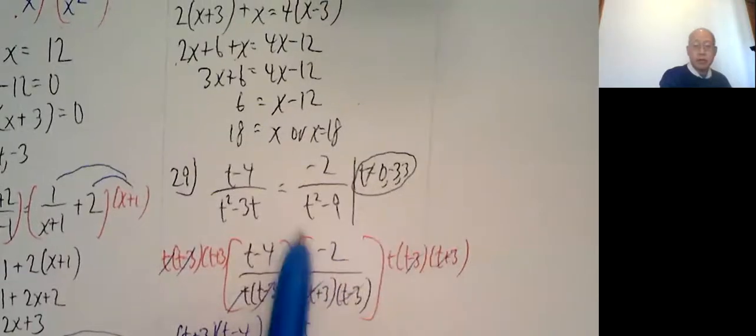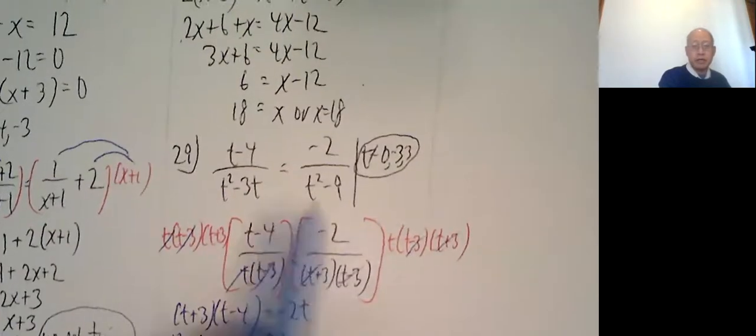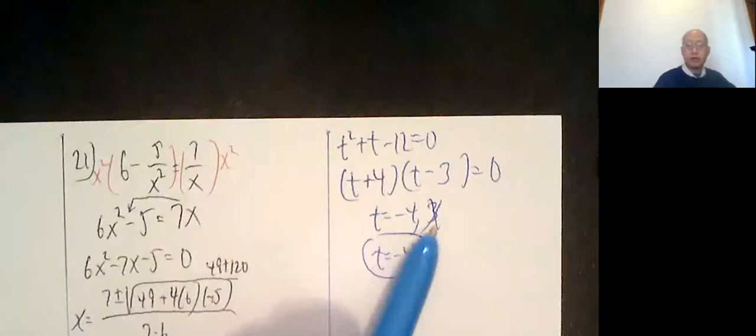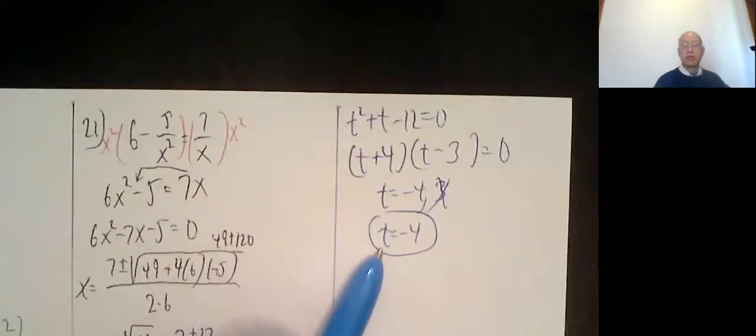T is 3, however, is one of my forbidden values, right? I'm not allowed to plug in 3 because I'll be divided by 0. So throw out the 3, and my only solution is negative 4.